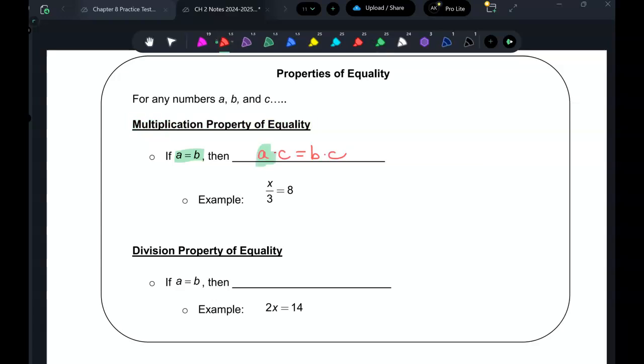Okay, so this is x divided by 3 equals 8. The only way I could cancel it out is if I multiply both sides by 3. So the 3's will cancel, and I get 24.